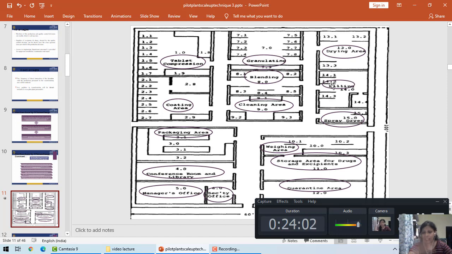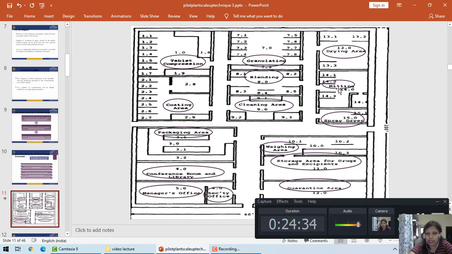Milling area, you know that if we want a certain type of granules, we need the milling area, also if you want to mill certain things. Then granulation, here we have to make the granules. Then blending will be done if you want to mix 2 or 3 ingredients, then we need a blender. And the cleaning area is there. Then there is a tablet compression area, a coating area, a packaging area, a conference room and library, then manager's room and security office.